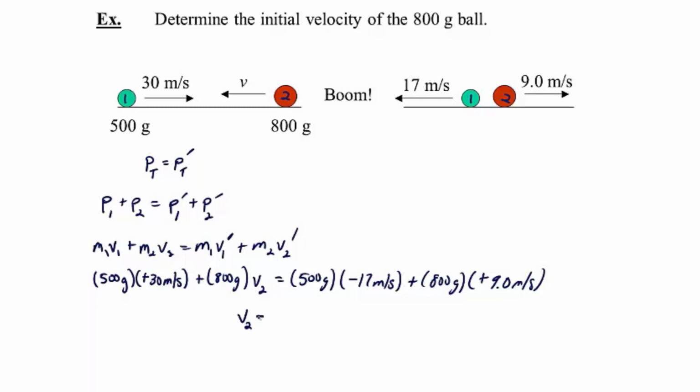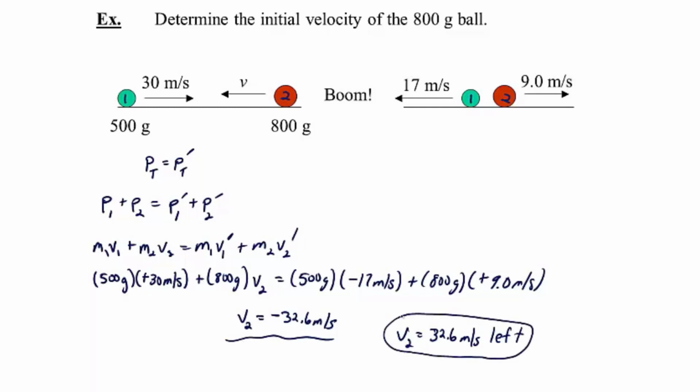So by the time you plug all those numbers in your calculator and work all that out, you get negative 32.6 meters per second. So the velocity of ball 2 before the collision is 32.6 meters per second to the left. And whether you stick with the negative sign or you just have it as left, doesn't make a difference. As you remember from Physics 20, just don't put both.